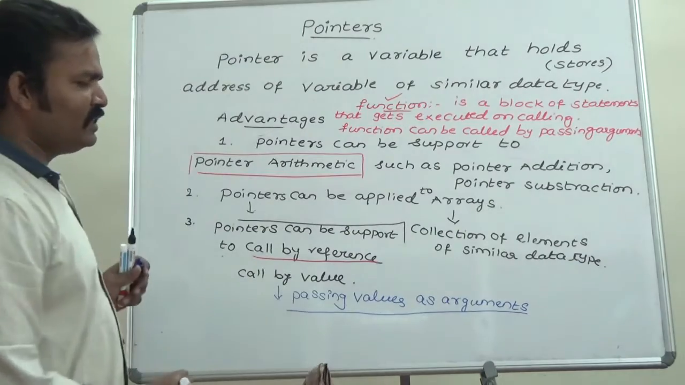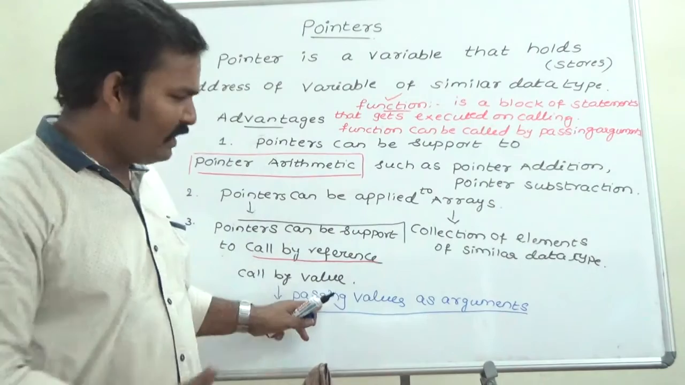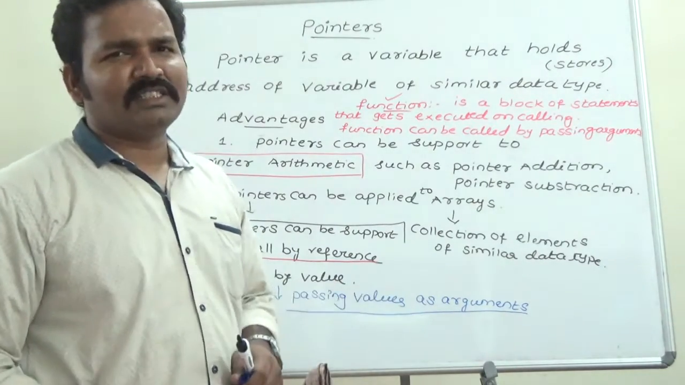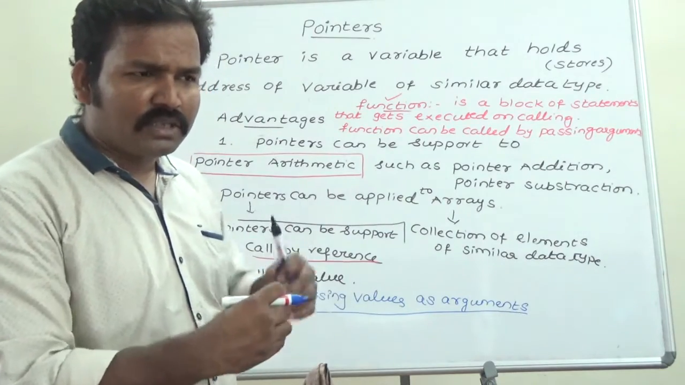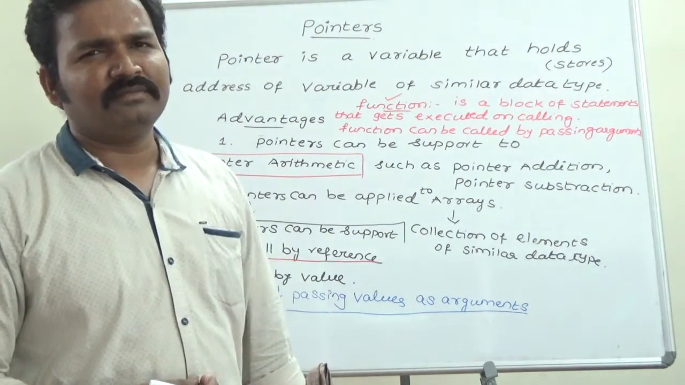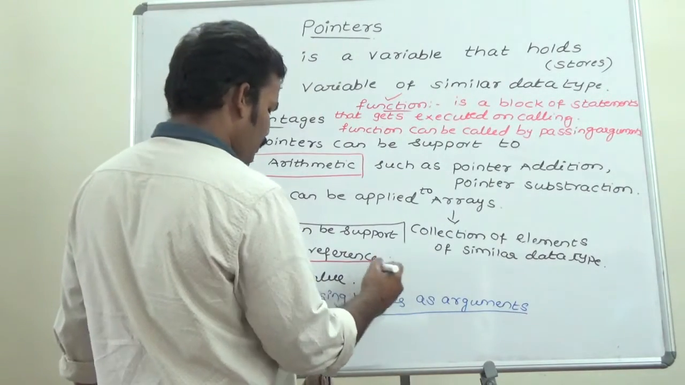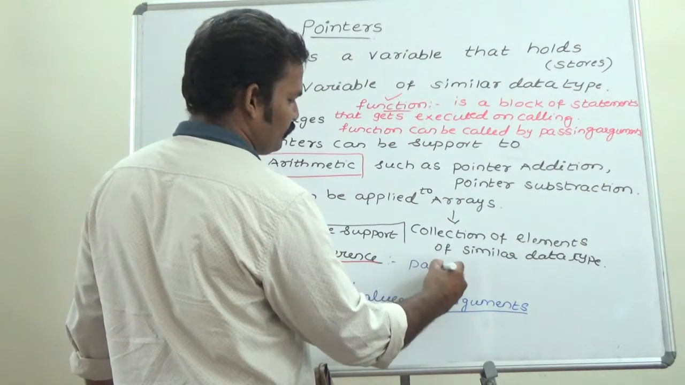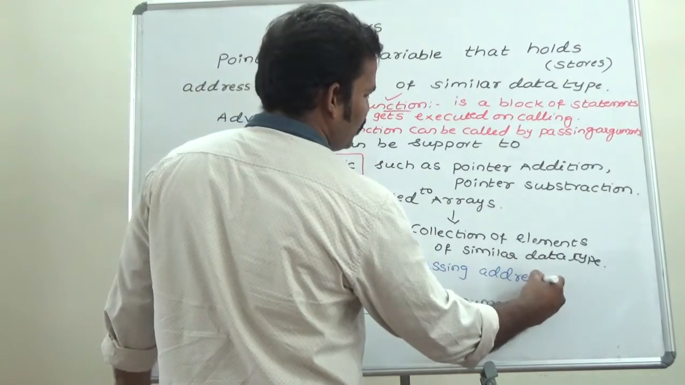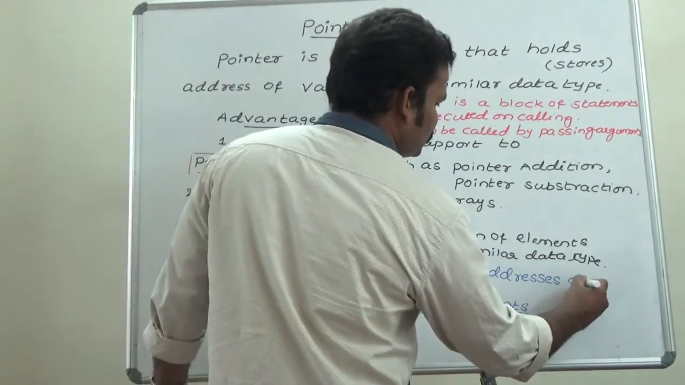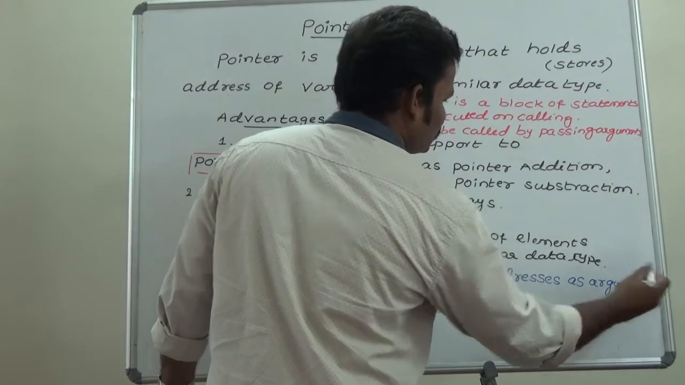Okay, call by value means what here? Here we are sending values as arguments. We are passing values from the calling function to the called function. What is call by reference? Call by reference means passing addresses as arguments.